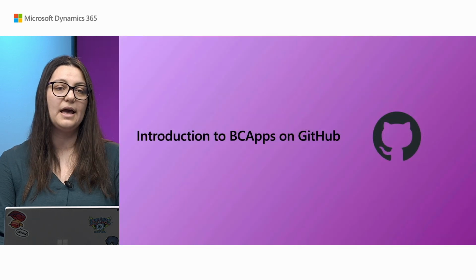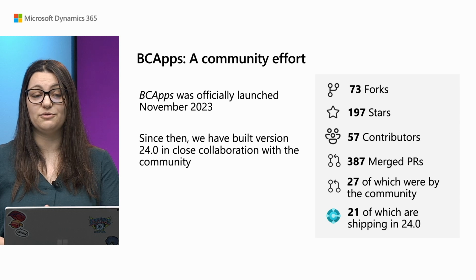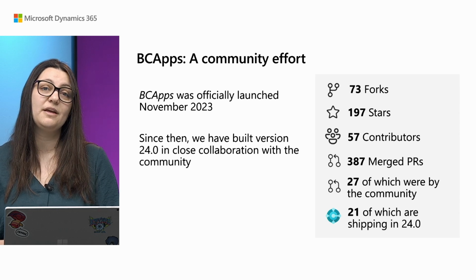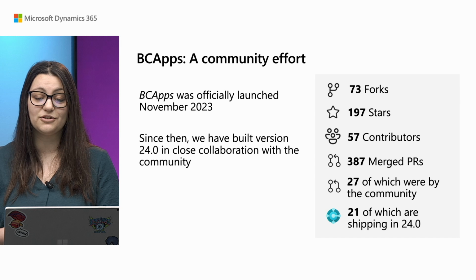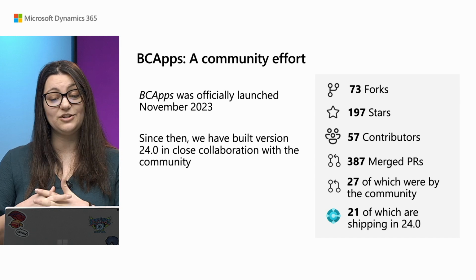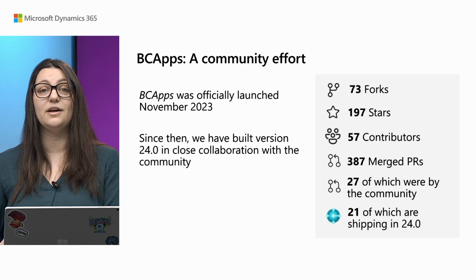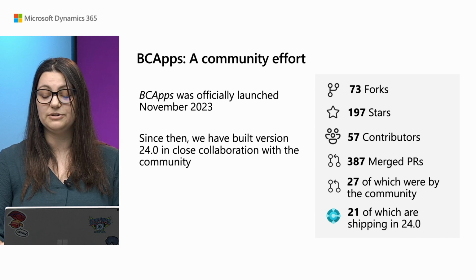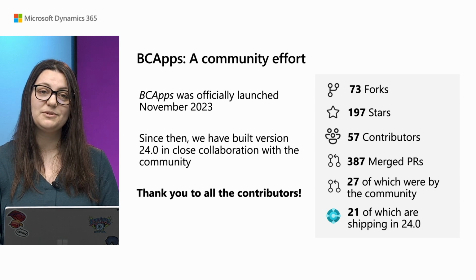Now let's take a look at a brief introduction to BCApps. It's a repository hosted on GitHub, and it was officially launched in November 2023, just before Directions EMEA. Since then, we have built version 24.0 in close collaboration with the community. It has been forked a lot of times. We have nearly 200 stars, a lot of contributors, nearly 400 merged pull requests, and 27 of these pull requests were actually made by the community, and we're happy to announce that 21 made it into version 24.0 of Business Central. With that, we want to express our gratitude and a big thank you to all the contributors.